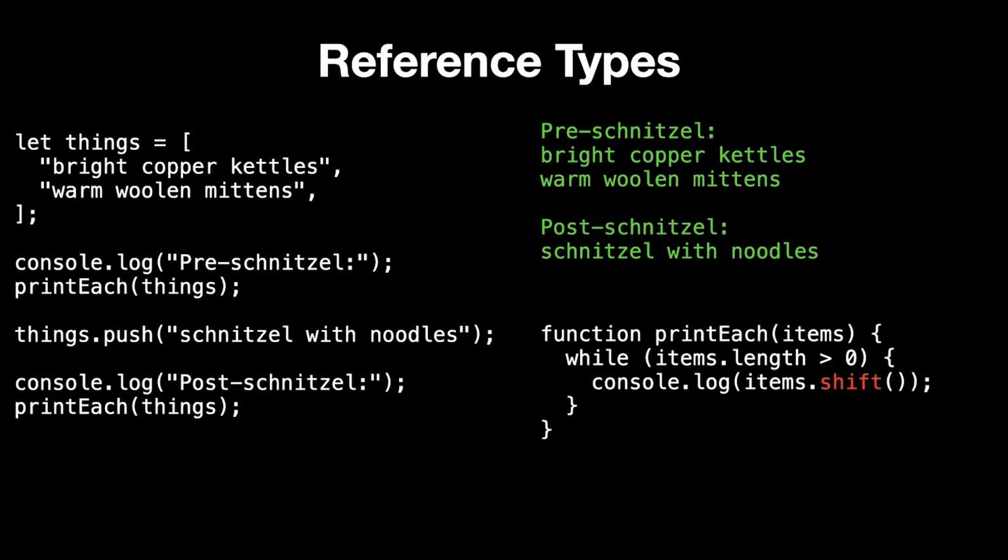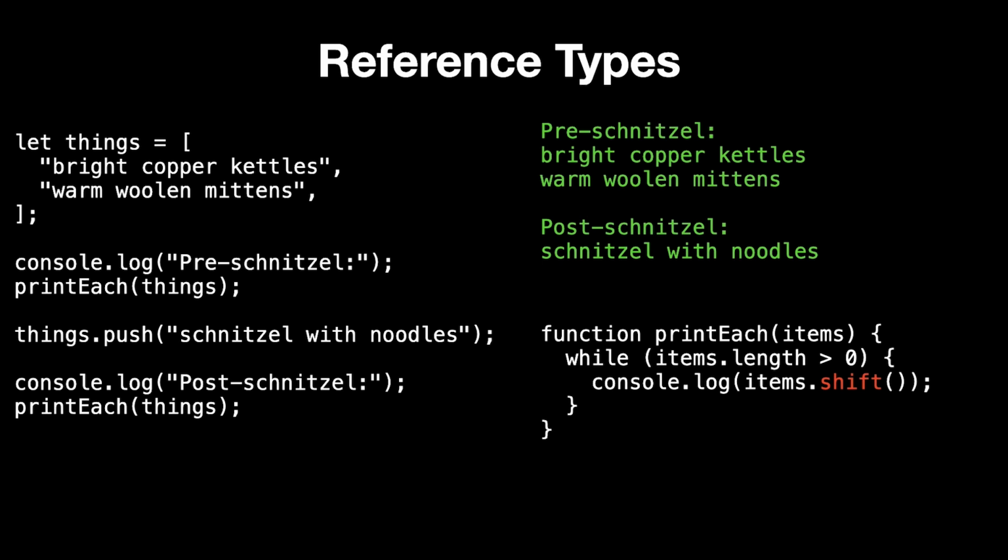Why? Because this print each method deletes things as it goes. It works by deleting each item. Shift means remove it from the front. It works by deleting each item and then printing it. So when I call it the first time, it totally empties the array.